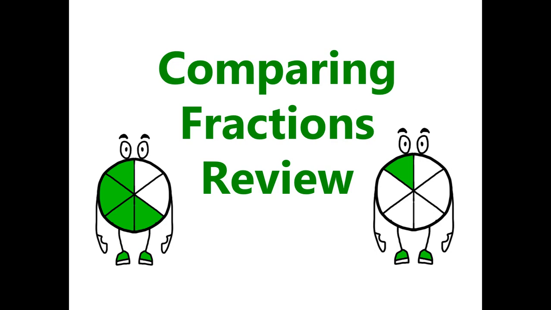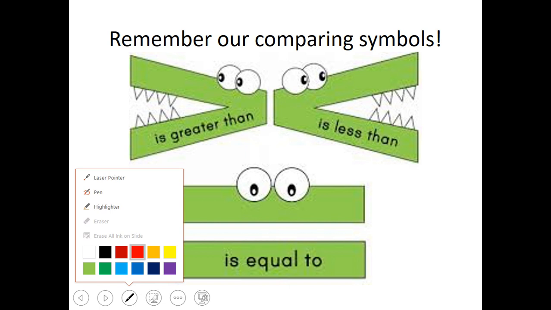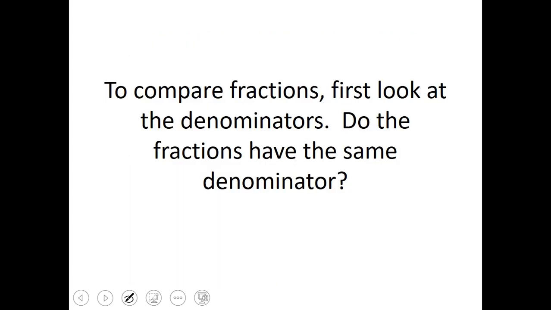Alright, so today we are doing a review of what we talked about yesterday, which was comparing fractions. You guys did really well with it, so this should be fairly easy for you. Remember that when we are comparing numbers or fractions, we use our comparing symbols, which are greater than, less than, and equal to. And remember that the big number always goes on the side that's open, and the small number goes on the small side, okay? Obviously, if it's equal, then both numbers are the same.